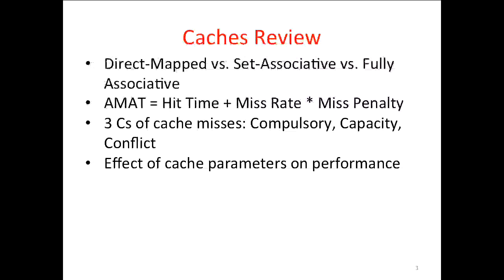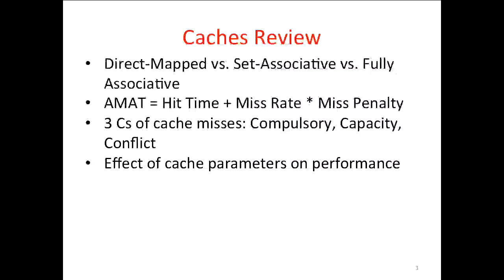Just to review what we did last time, we talked about cache organizations, direct map versus set associative versus fully associative. We introduced this time model of how long a memory access takes on average when you have a cache, the average memory access time. Simple formula is it's the hit time plus the miss rate times the miss penalty. We also talked about categorizing the causes of misses, where the misses come from. And we had this categorization of they can be from compulsory, capacity, or conflict misses.